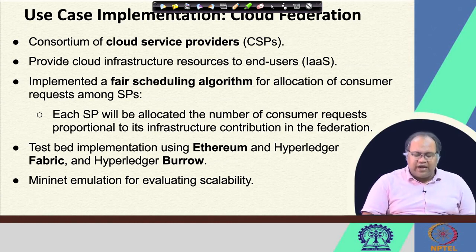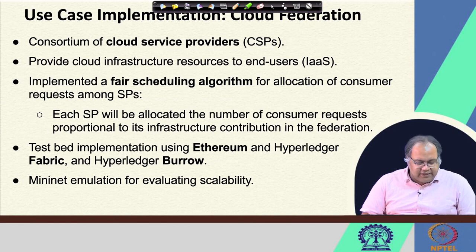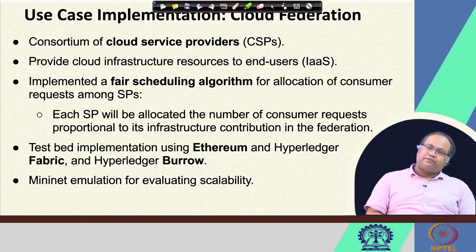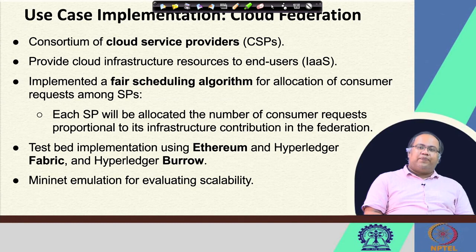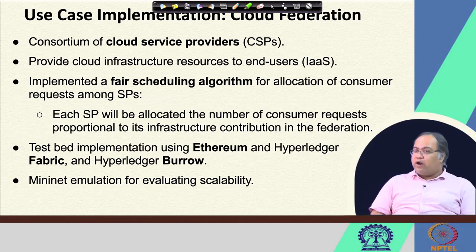So, the fair scheduling algorithm typically dictates that each service provider will be allocated a number of consumer requests proportional to its infrastructure contribution in the federation. That way, the participant who provides more infrastructure contribution in the federation will be able to handle more consumer requests.